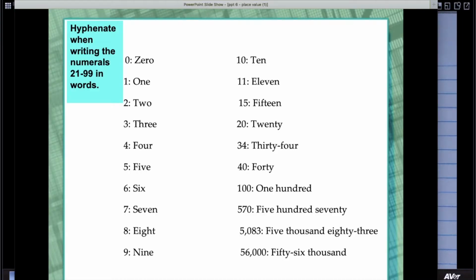If you want to see a list, double check your spelling, practice writing down any words that you may not remember. 8 is E-I-G-H-T. 40 is F-O-R-T-Y, and so on.